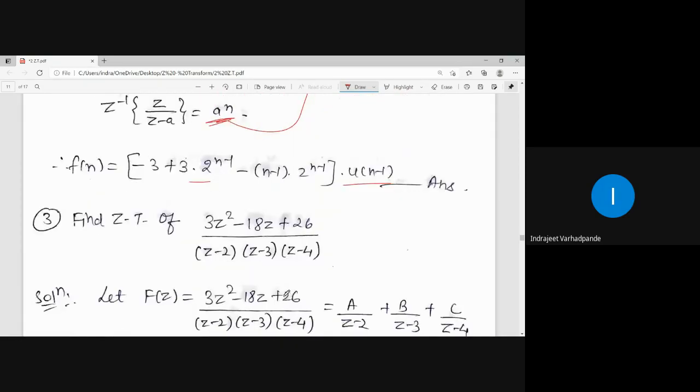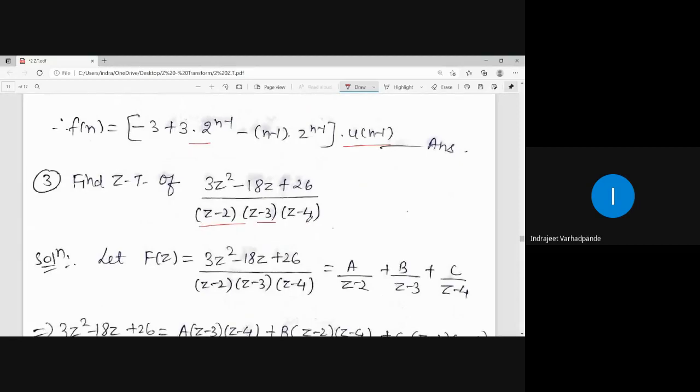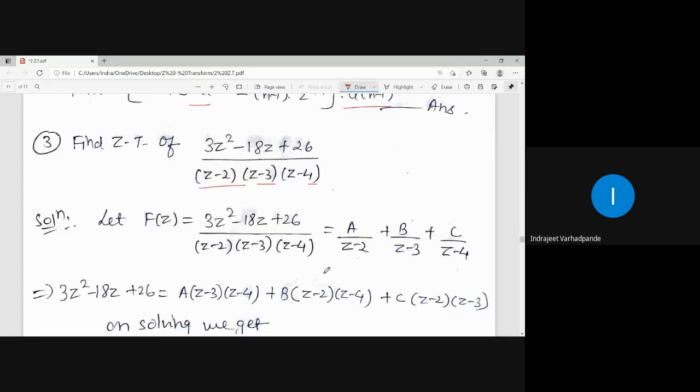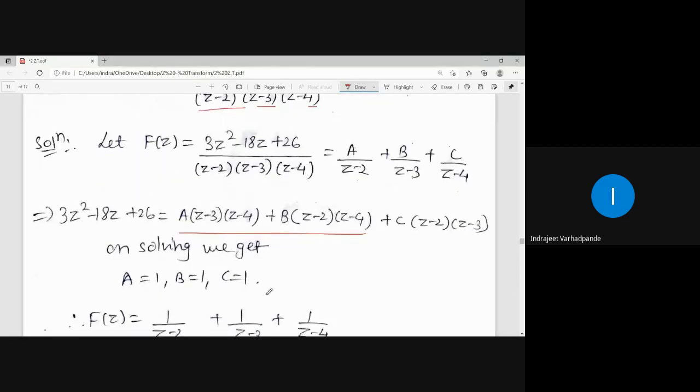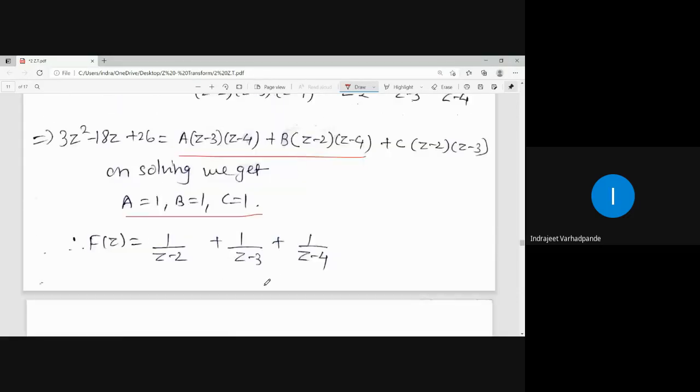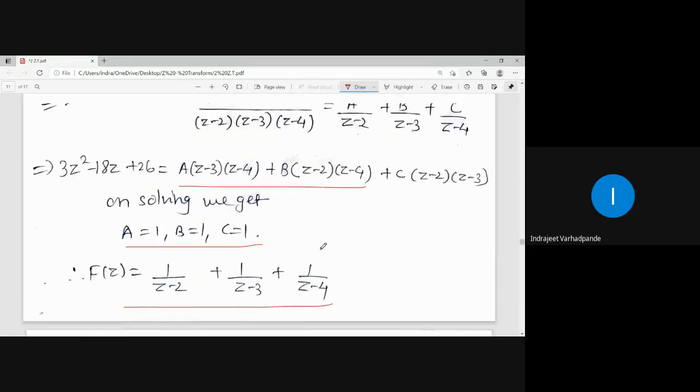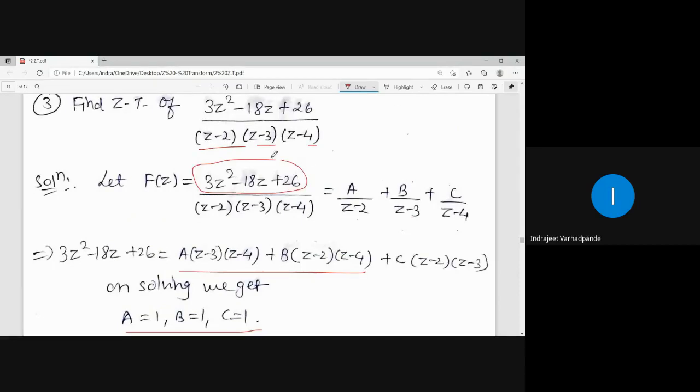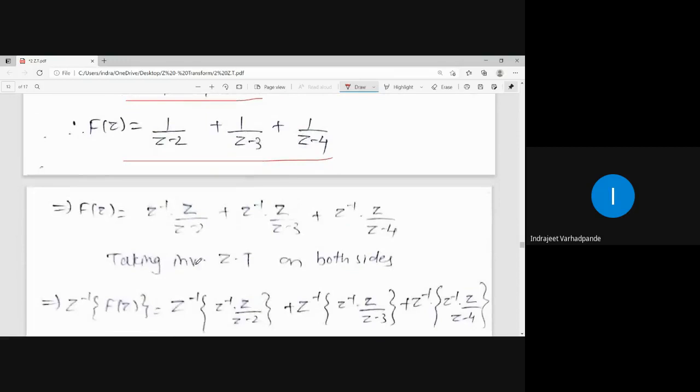One of the again example wherein the factors are linear, non-repeated in the denominator. Simplify it: a upon z minus 2, b upon z minus 3, c upon z minus 4, and then cross multiply. Calculate the values of a, b, c. After calculating the values of a, b, c, the function is this. अभी यहाँ पर भी न्यूमरेटर में से it was not possible from every term to take out z common. तो क्या करना है? Whenever z cannot be taken common, you introduce z.